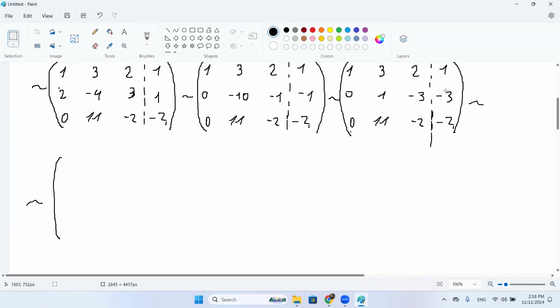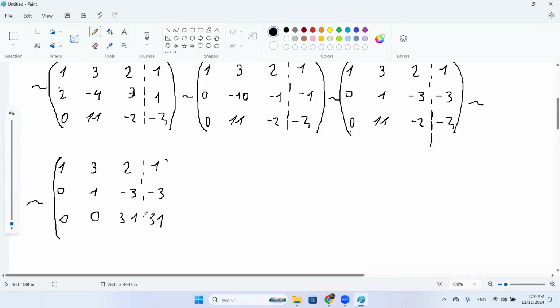How do we eliminate the second row? So I added this equation, this third row, to the second. Okay, understood. So 0, 0, and minus 2 plus 33, 31. And 31. Nice.